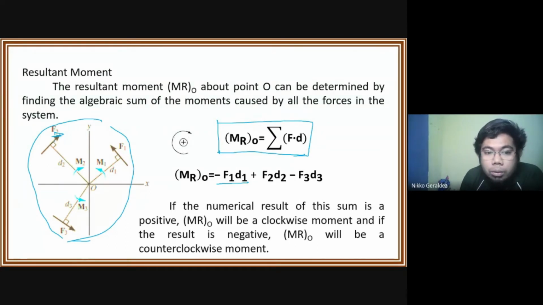Si F2, no? So, force times D, so that is F2 times D2. So, positive ang moment, kasi yung moment na mapoproduce ni F2 at point O is a clockwise direction. Kaya positive. Then, next, F3 times D3. So, negative, kasi yung moment na mapoproduce ni F3 at point O is counterclockwise direction. Kaya negative moment.